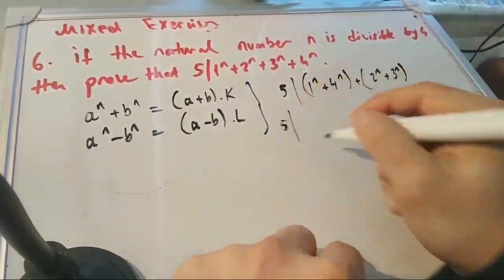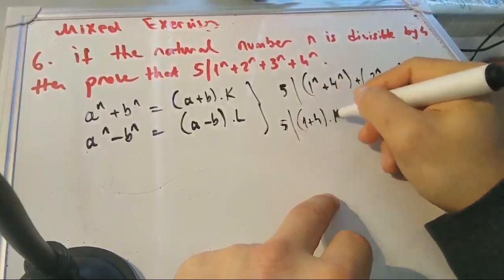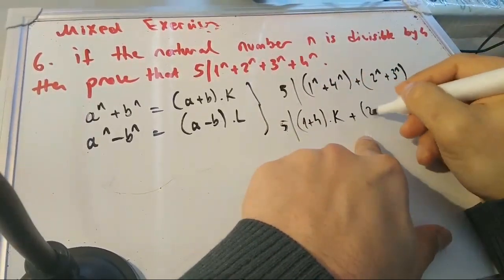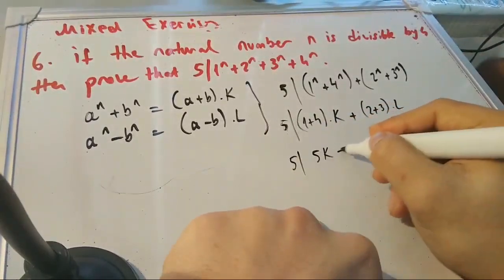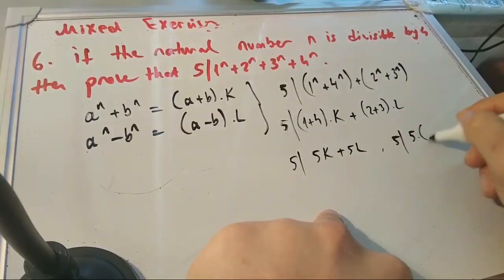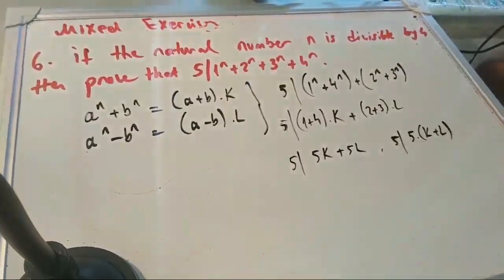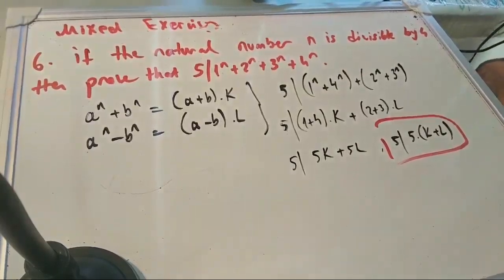So 5 divides 1 plus 4 times k and plus 2 plus 3 times L. So 5 divides 5k plus 5L. So finally 5 times k plus L is divisible by 5. That's enough. We got the solution. Okay. You don't need to do anything here. Just remember a to the power of n plus b to the power of n.